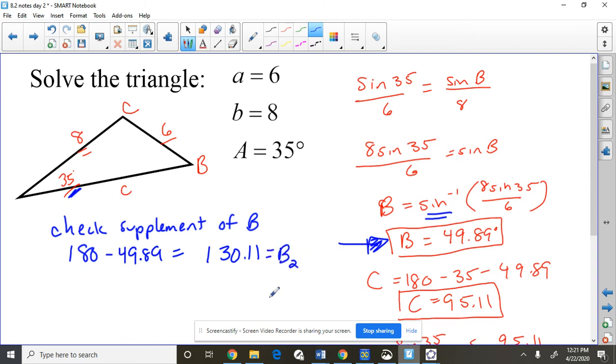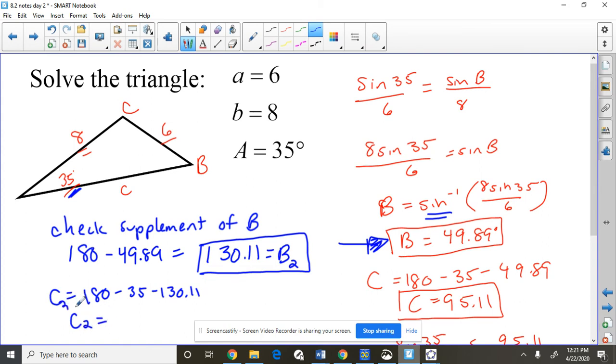So this is a second triangle. There's a second triangle where that angle B is 130.11. In that triangle, angle C would be 180 minus 35 minus 130.11. In this triangle, I'm going to call this C2, would be 14.89. That's my angle in this triangle.